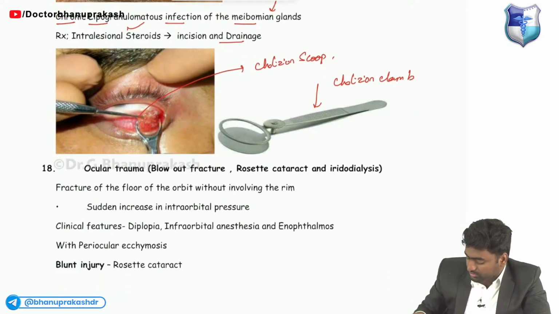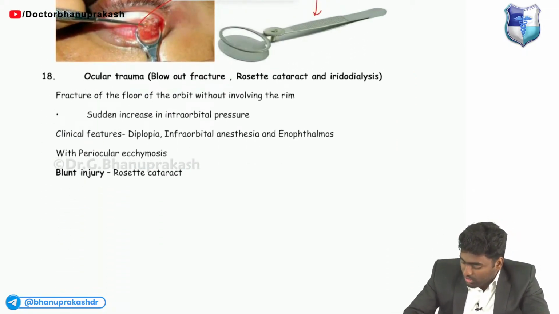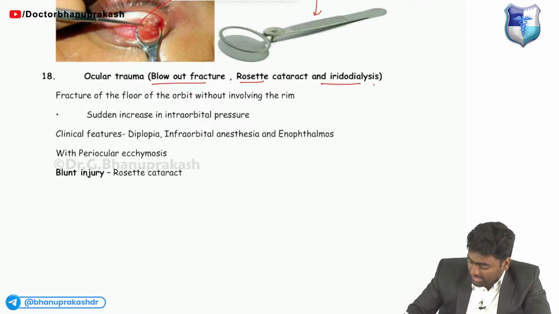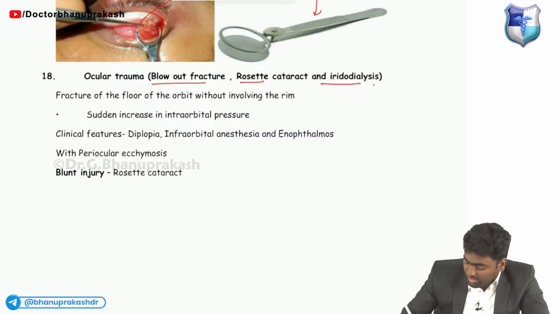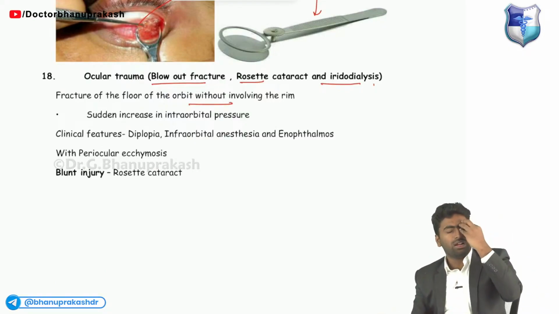Remember these two. Then about ocular trauma, which is known as what? Ocular trauma will result in all of these features, like ocular trauma will lead to blowout fracture. We know in blowout fracture there will be a ball coming and hitting you.